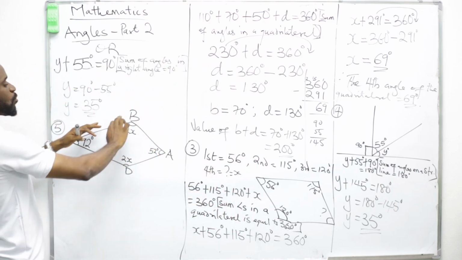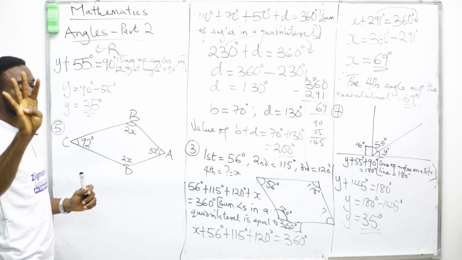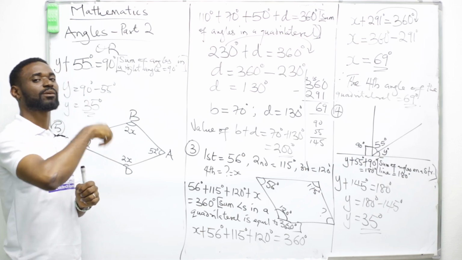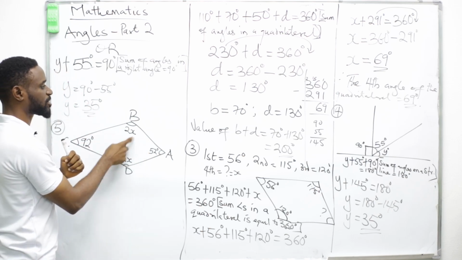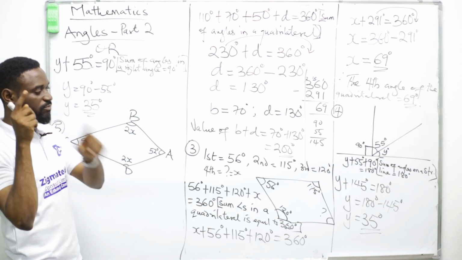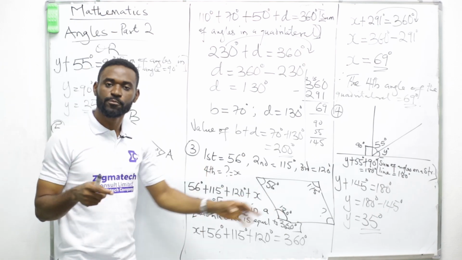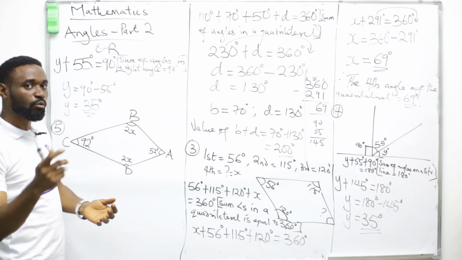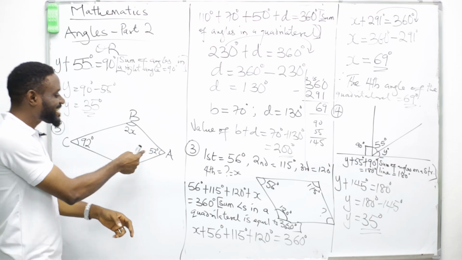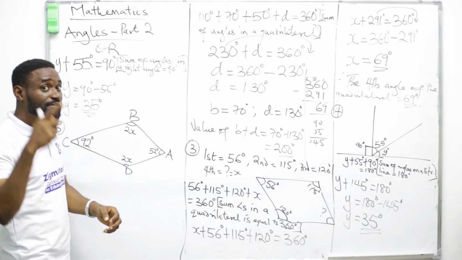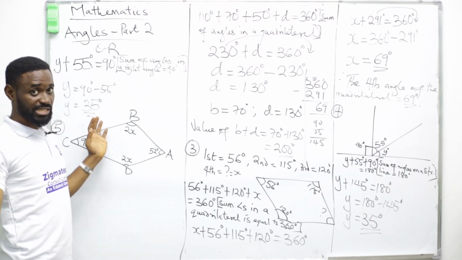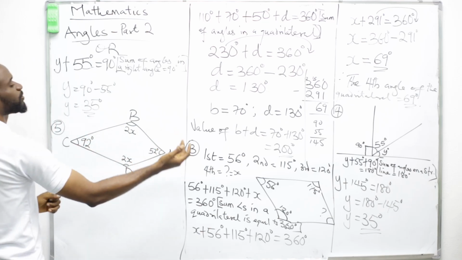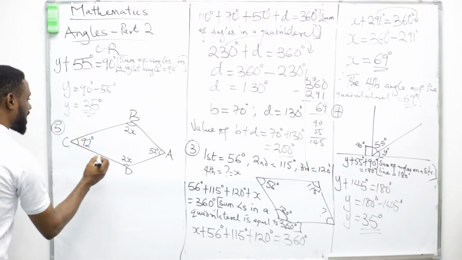Simple. This is a quadrilateral because it has how many sides? 4 sides. 1, 2, 3, 4. And we have angles inside the quadrilateral: the first angle, second angle, third angle, fourth angle. Remember, don't forget what we just did here. There is a theorem, a property of angles, which says that the sum of angles inside a quadrilateral is what? 360. Is that correct? So we add all angles here and equal them to 360.